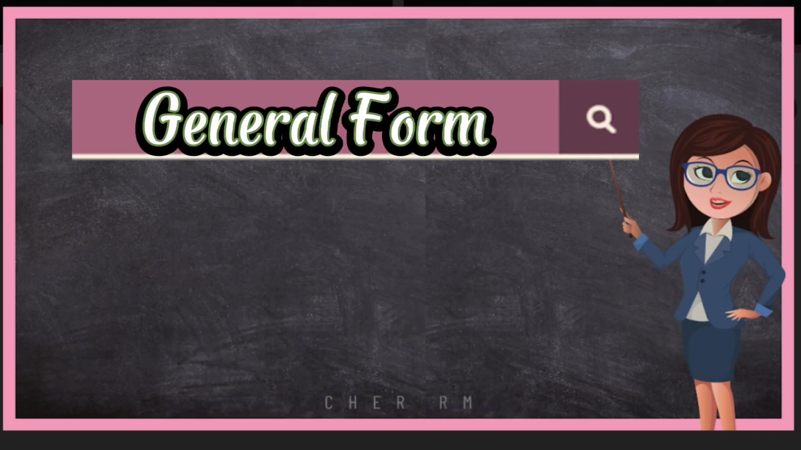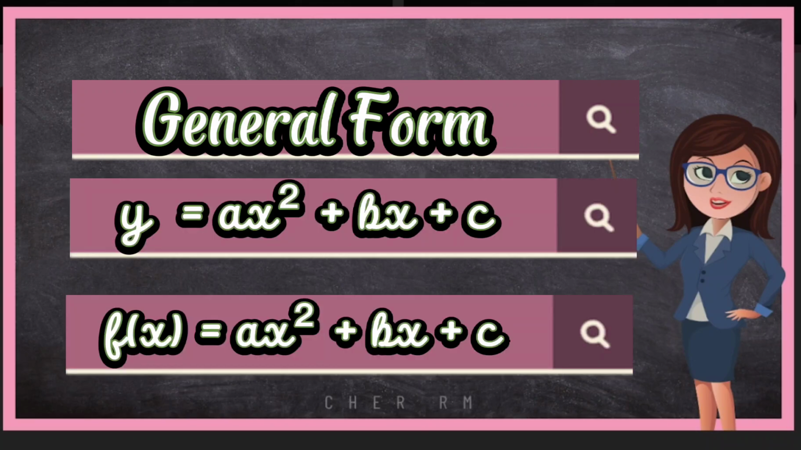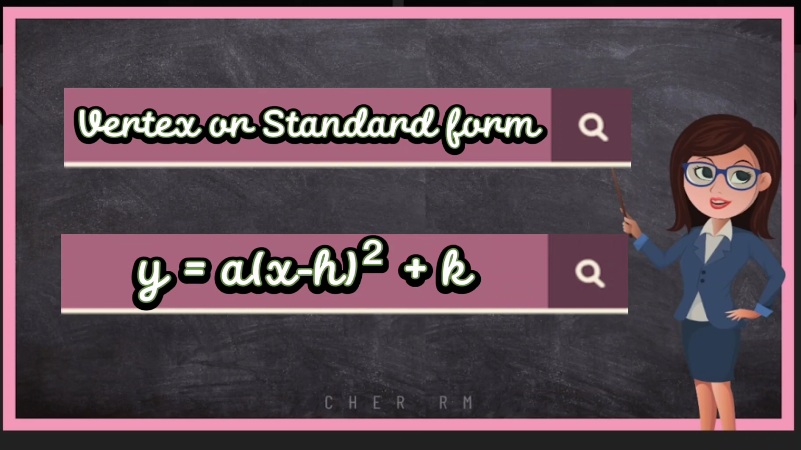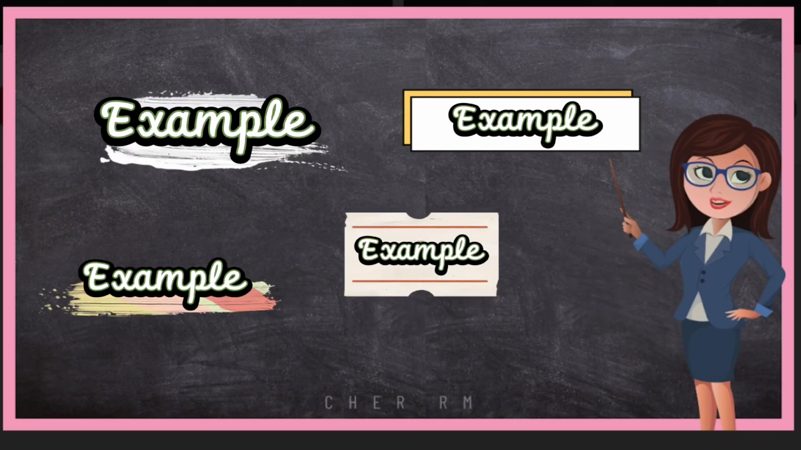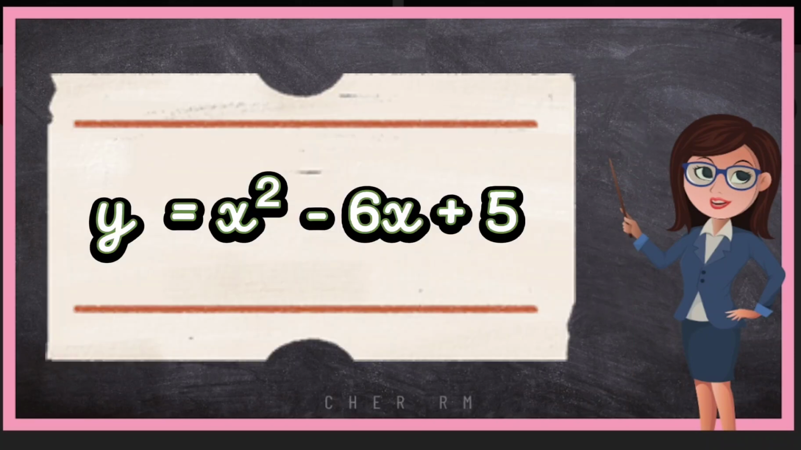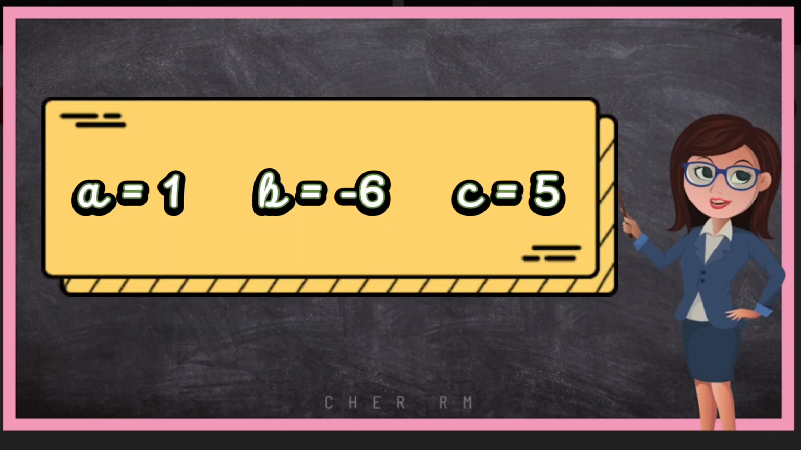In this video, I'm going to discuss the forms and graphs of quadratic function. First, let us express the general form of quadratic function into vertex form or standard form. Let us have y equals x squared minus 6x plus 5. First, let us identify the value of a, b, and c. A is equal to 1, b equals negative 6, then c is equal to 5.